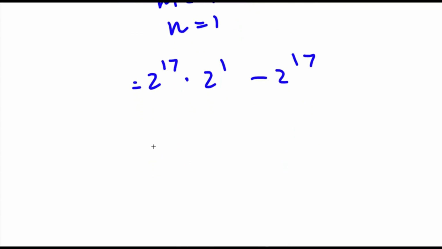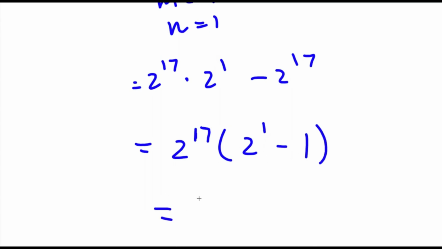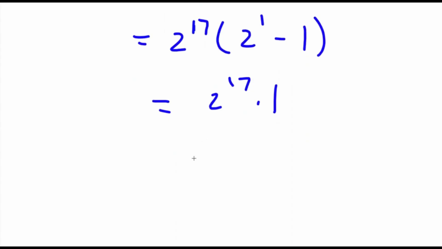Now from here, I can go ahead and factor out 2 to the power of 17. So now I have 2 to the power of 17 times 2 to the power of 17 times 2 divided by 2 to the power of 17 is simply 2 to the power of 1, minus 2 to the power of 17 divided by 2 to the power of 17 is simply 1. Now 2 minus 1 is going to be 1, so now I have 2 to the power of 17 times 1, which is equal to 2 to the power of 17.